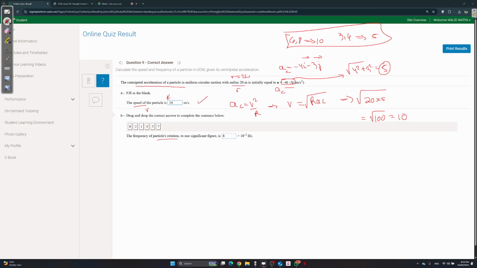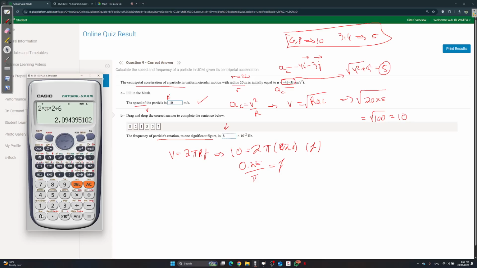The frequency of the particle's rotation to one significant figure is what? Again, v is equal to 2 pi r f. So 10 is equal to 2 pi 20 f. So 10 over 40 pi, 1 over 0.25... so 0.25 divided by pi is equal to f. And you should get this number, 8 times 10 to the minus 2.